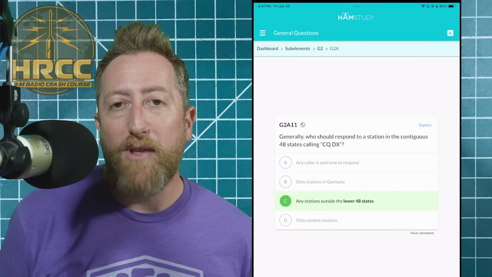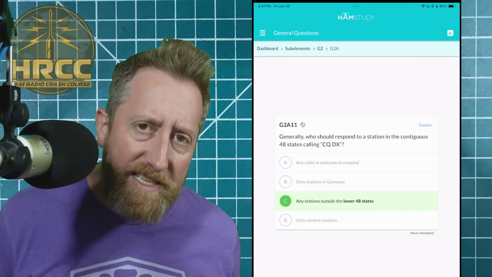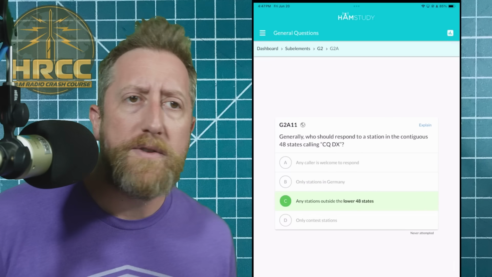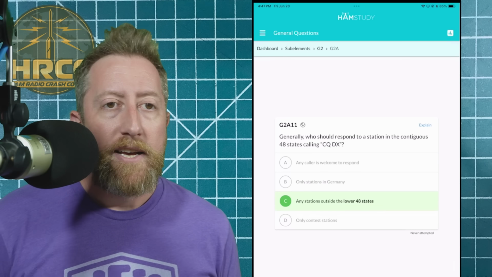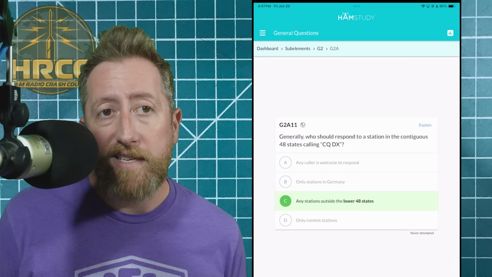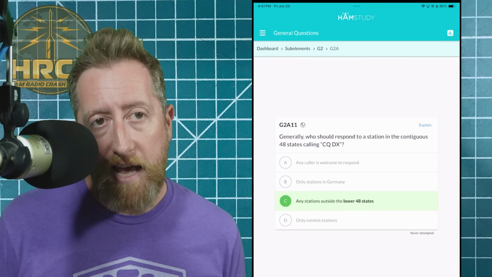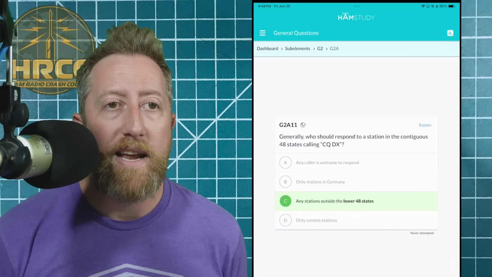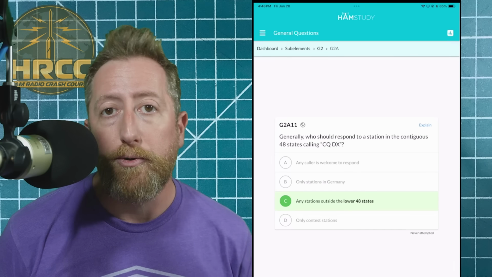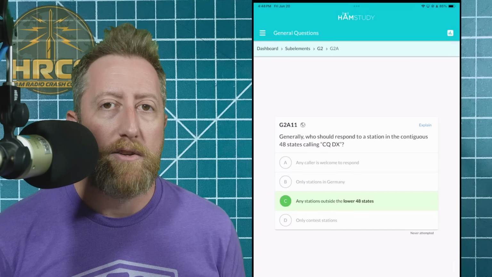So DX implies international, long distance, is where it's most commonly used. DX means long distance. So Hawaii is hypothetically a DX station. So is Alaska, so is Canada. Anything that's not in the 48 contiguous states, if that's where the station holder is from, then they largely want to talk to everybody else.